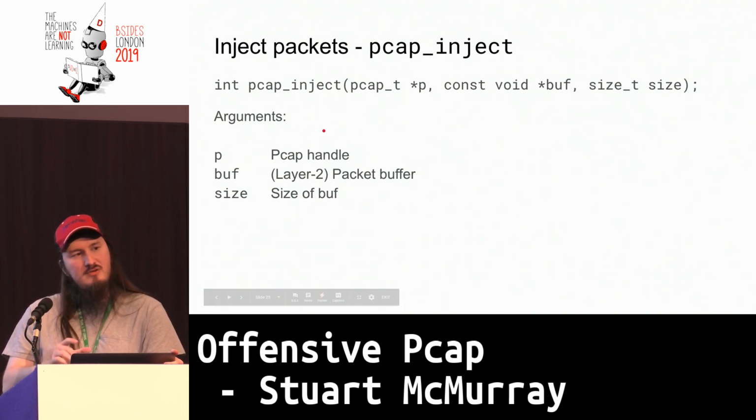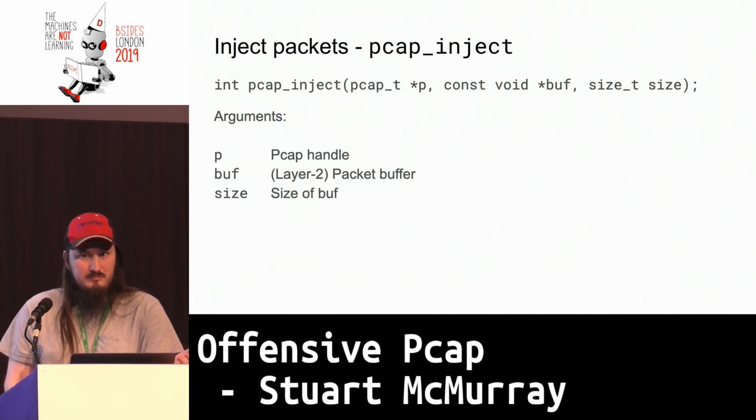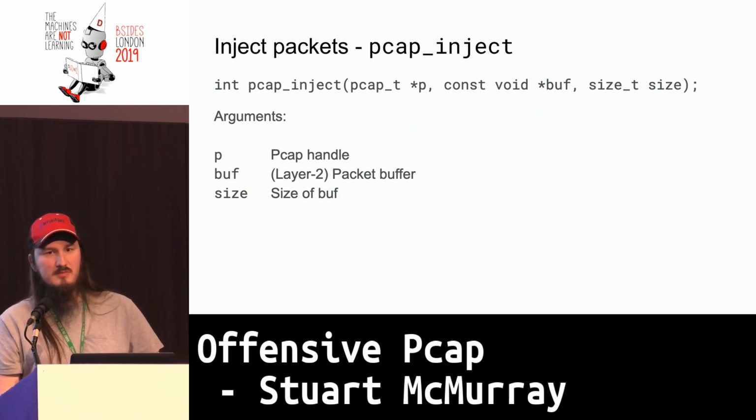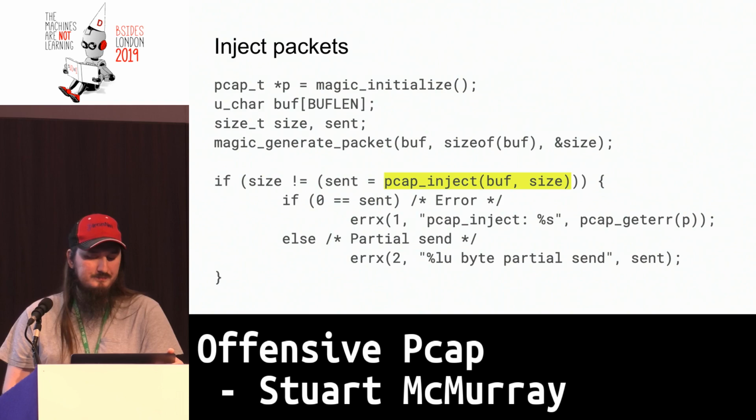pcap_inject is the send or write side of this. Just like any other write, you give it, instead of a file descriptor, a pointer. But other than that, you give it a buffer and how many bytes, and it just goes, puts it on the wire, which means you have to actually get your layer 2 right. If you mess up your layer 2, it's not going to go anywhere. So unlike a raw socket, you actually have to take care of the entire stack. You don't need an Ethernet trailer, an Ethernet checksum, though. The device driver will handle that.